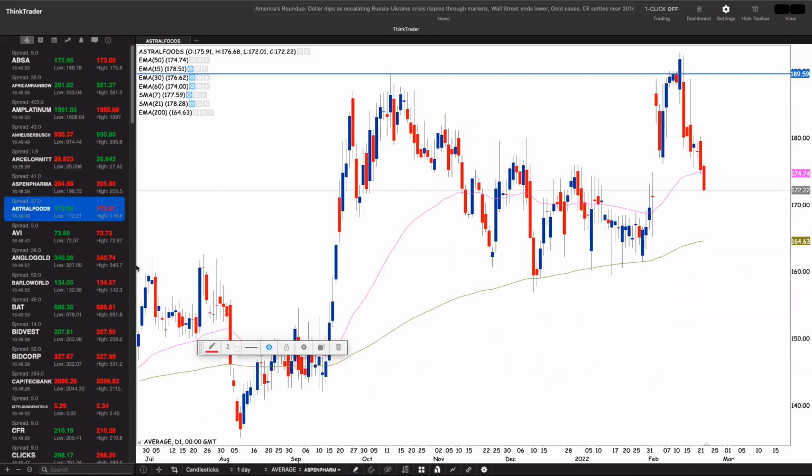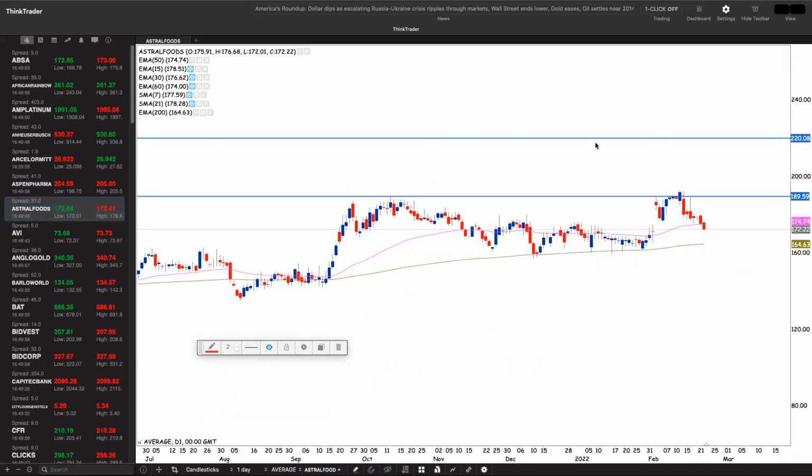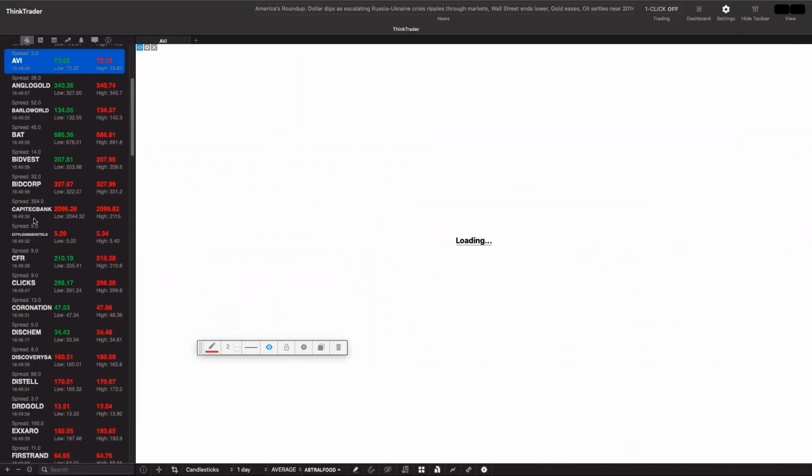So moving right along. This is where I got stopped. This is the thing that we were looking at earlier. It was just a false breakout, man. Nothing more to say.